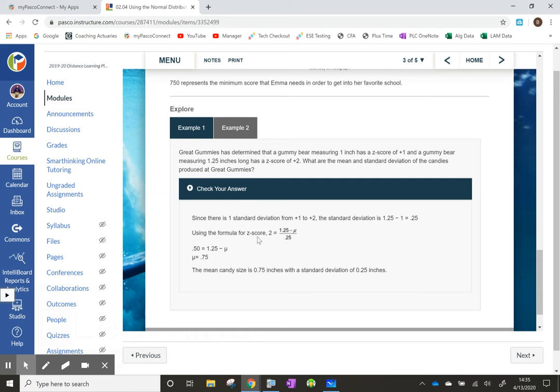They used the z-score to calculate the mean. Because they know that 2 standard deviations away is the value of 1.25, and the standard deviation is 0.25, they plug those values in to find the mean. So they calculated the mean as 0.75.